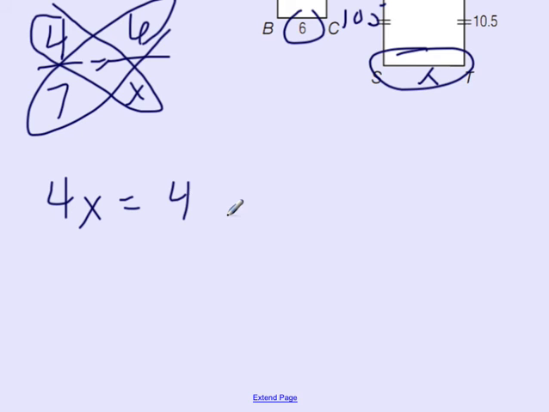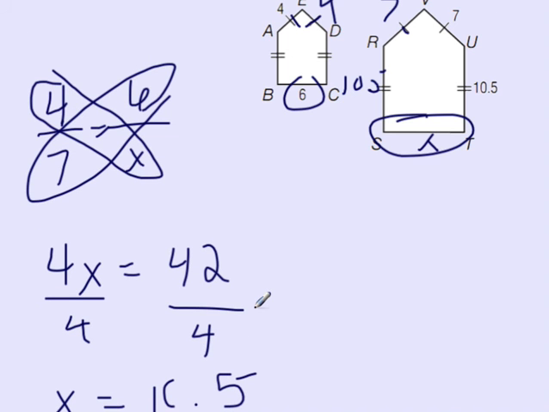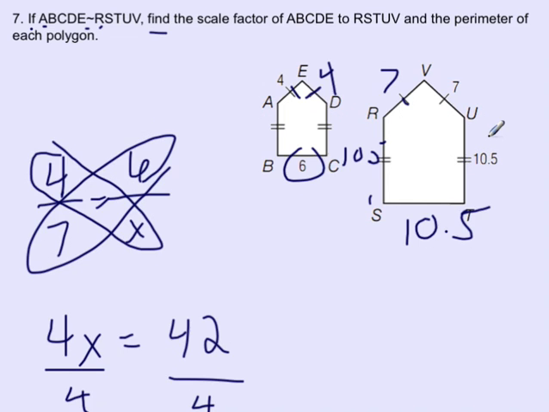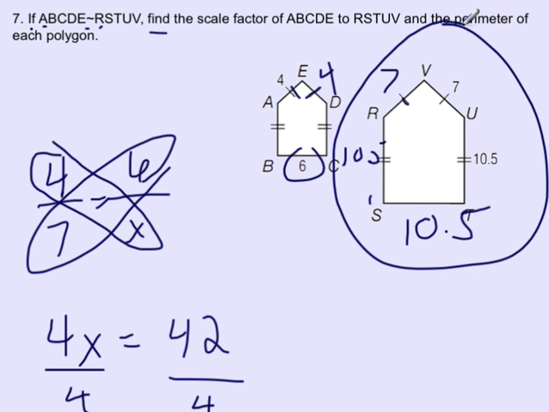Now I need to solve that for x. I'm going to divide both sides by 4, and 42 divided by 4 is equal to 10.5. So what that tells us is that this length on the side here is 10.5. So now I actually know all of my side lengths. It asks us for the perimeter of each polygon. When you add it all together, you end up getting 45.5. That's the perimeter of that one.